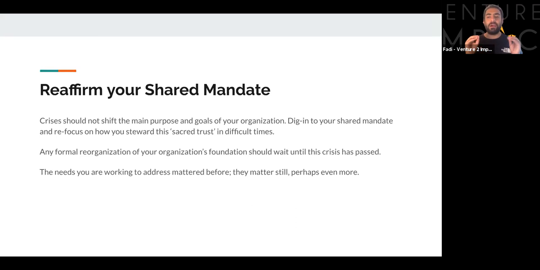And the reason for that is that we have been entrusted by our donors, by our volunteers, by our partners with this stewardship in advancing this particular mission and vision in this difficult time. Avoid any formal reorganization of your organization until this crisis has passed. At Venture to Impact, we didn't wake up one day and say, okay, it's really hard to put people on planes now, so let's just focus on a different issue, like domestic violence, or supporting farmers exclusively, because that would be too much of a change to our main purpose, which is transforming people out of poverty by connecting them to skills that they need but can't access otherwise.